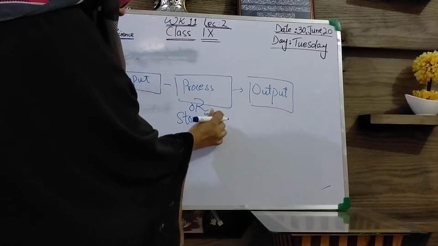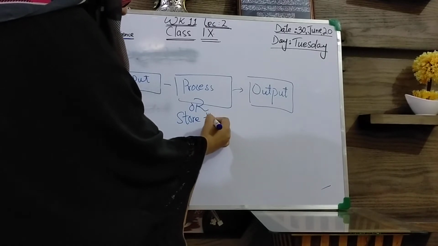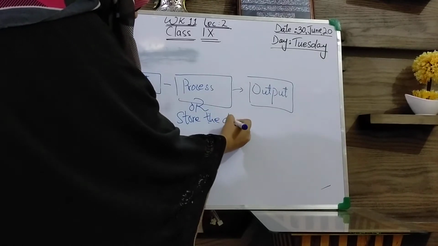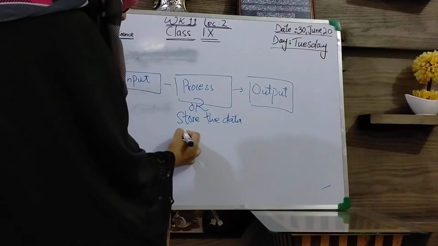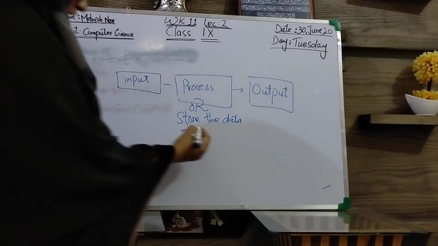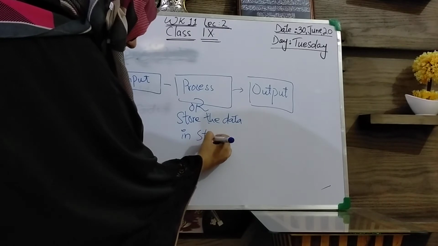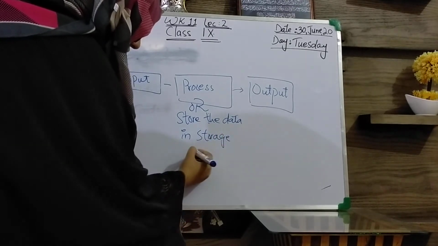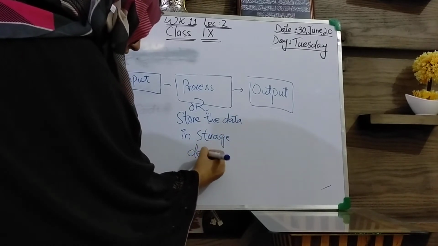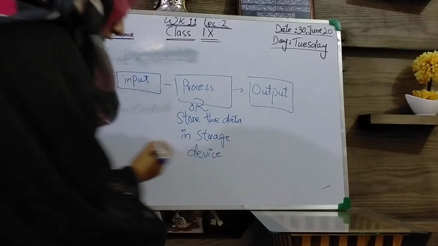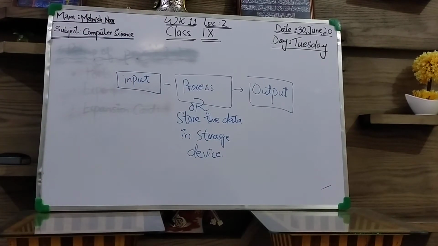Store the data in a storage device. Clear? What are the basic functions of computer? Basic operations of a computer are input, process and output. Clear?